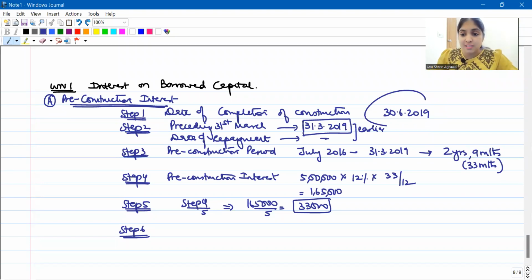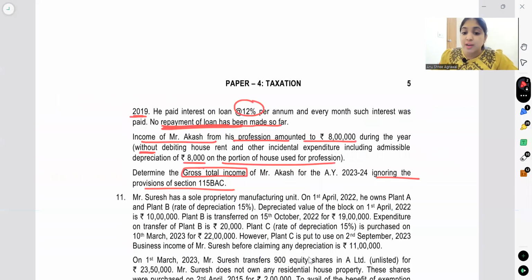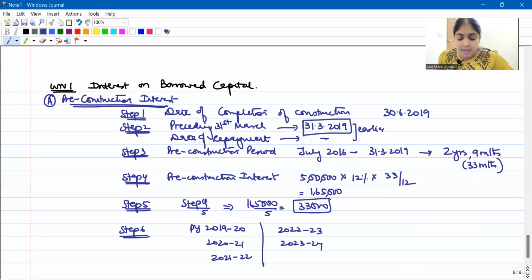When did you complete the construction? Which year is this? This is previous year, 1920. This year plus 4 more years. So 1920, 2021, 21, 22. Then we have 22, 23 and finally 23, 24. Now we are doing the calculation for which year? Assessment year 23, 24, which means previous year 22, 23. Is 22, 23 there in this list? Yes. So in our current year pre-construction interest, my assessee can enjoy.